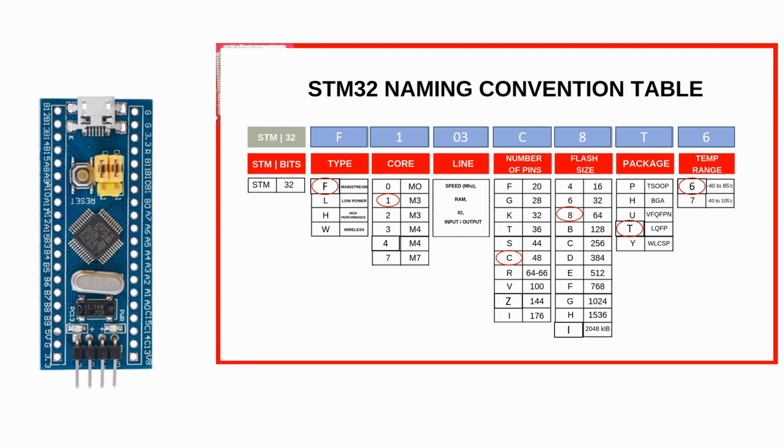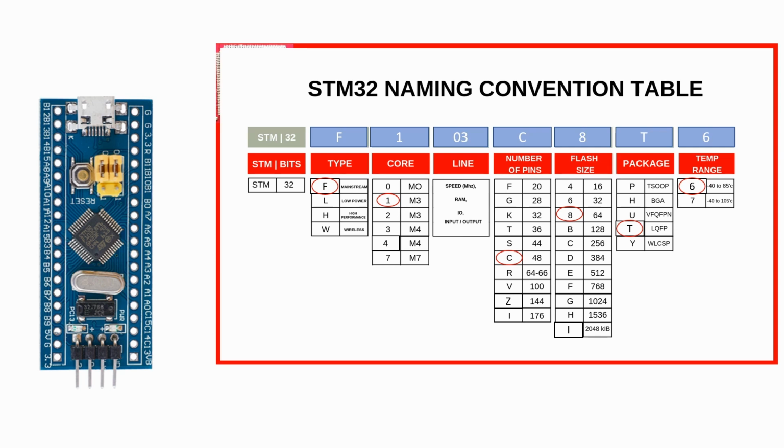Okay, before we start talking about the different families and series that STM32 has, let's talk about the naming convention. The naming convention breaks down the name of the STM32 into a type, a core, a line, a pin count, a flash size, a package, and then a supported temperature range. Something like the Blue Pill is the STM32 F103C8T6. F corresponds to the type, so it's a mainstream microcontroller. 1 is the core, so that's an ARM Cortex-M3.